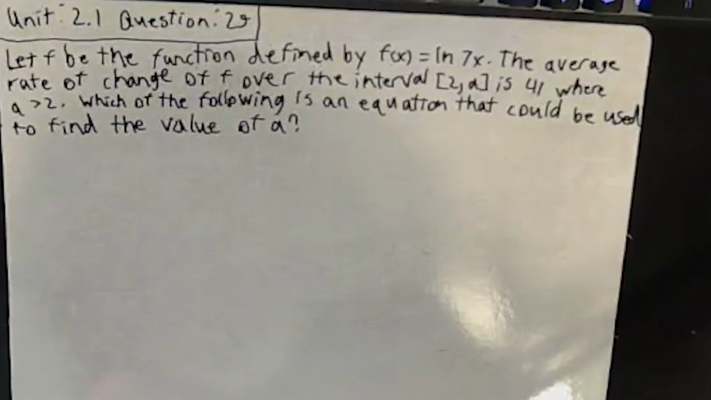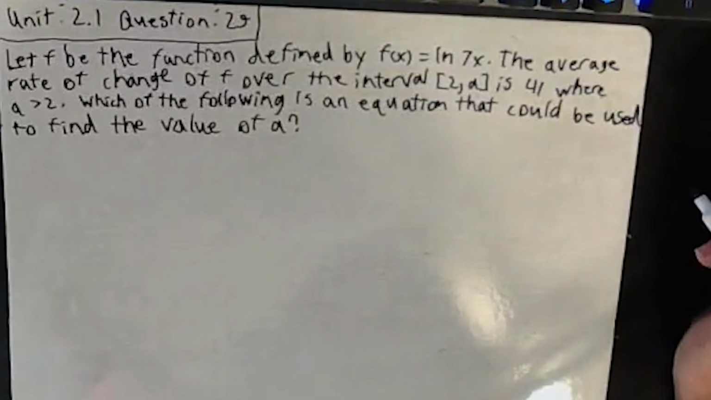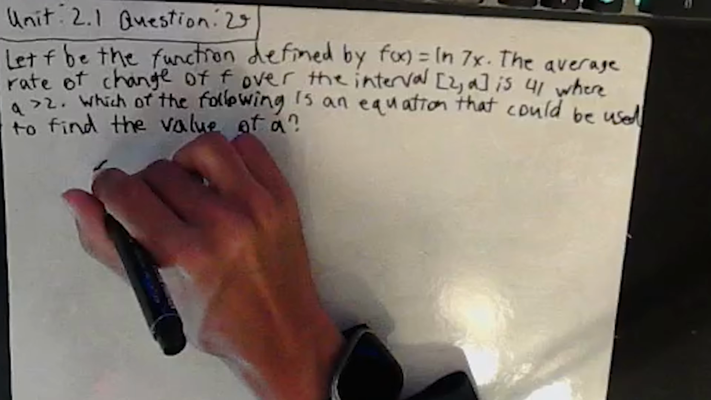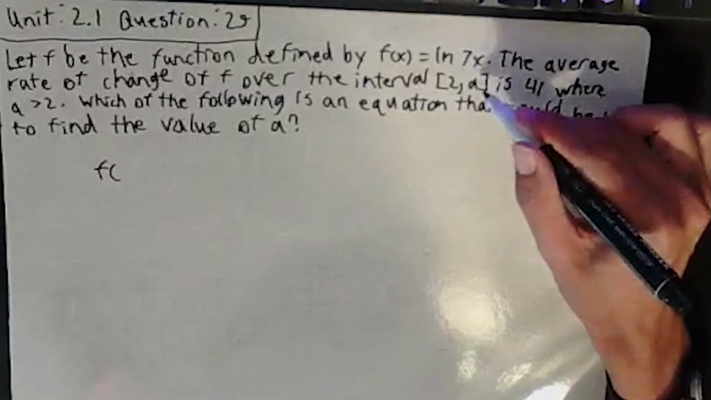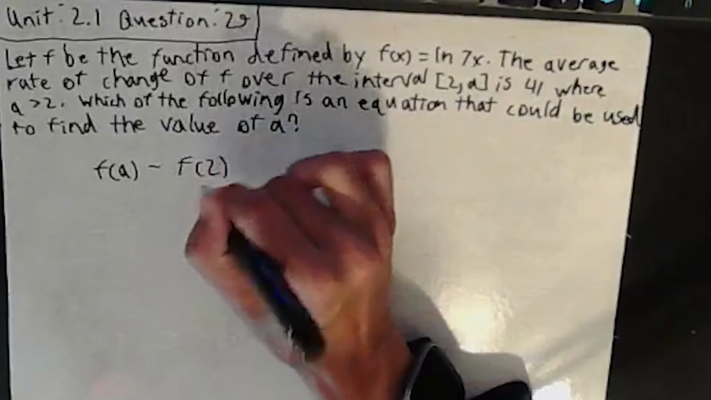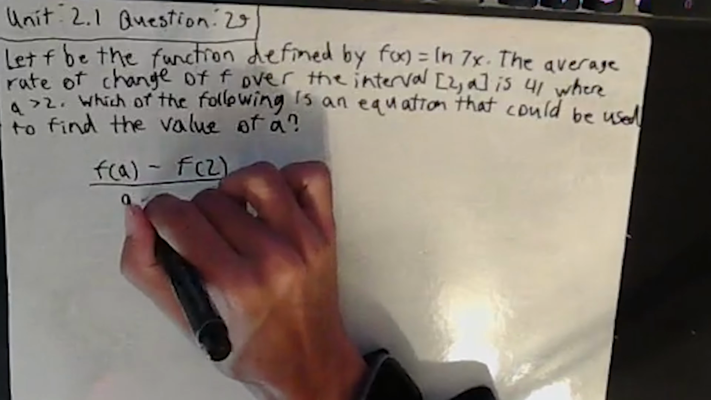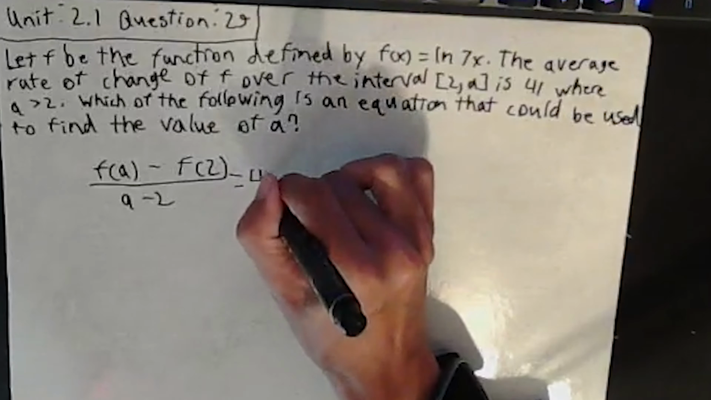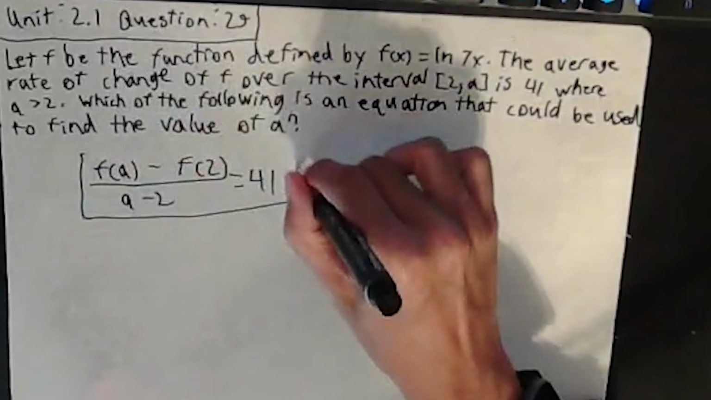Well, for this question, we just need to know the formula for the average rate of change. And that formula is f of our second x, which is a, minus f of our first x, which is 2, over a minus 2, and that's equal to 41. And this is our final answer.